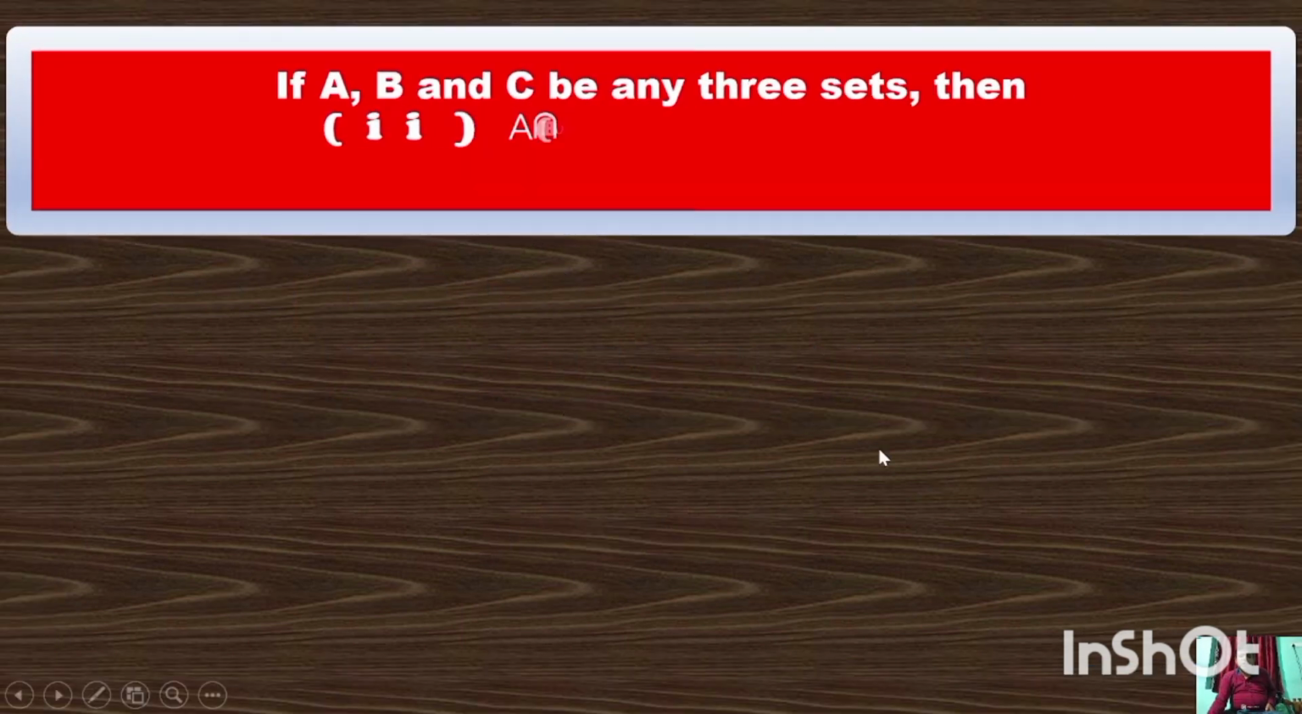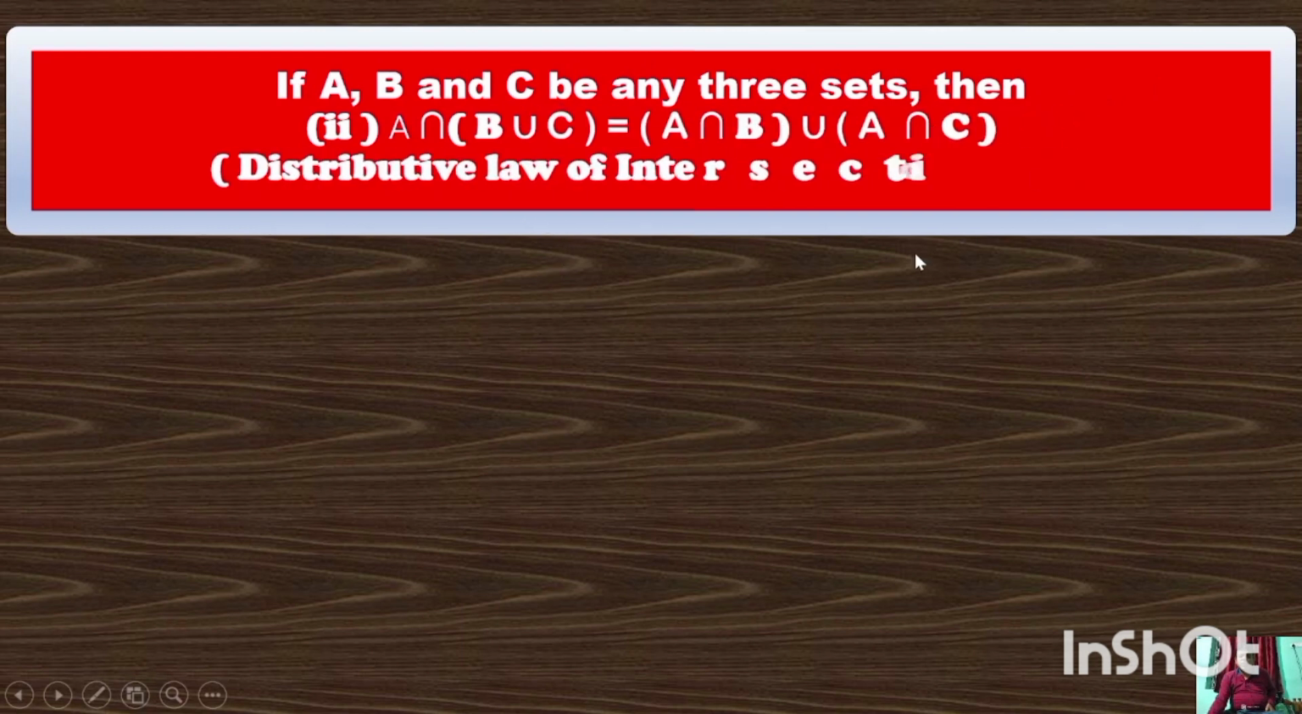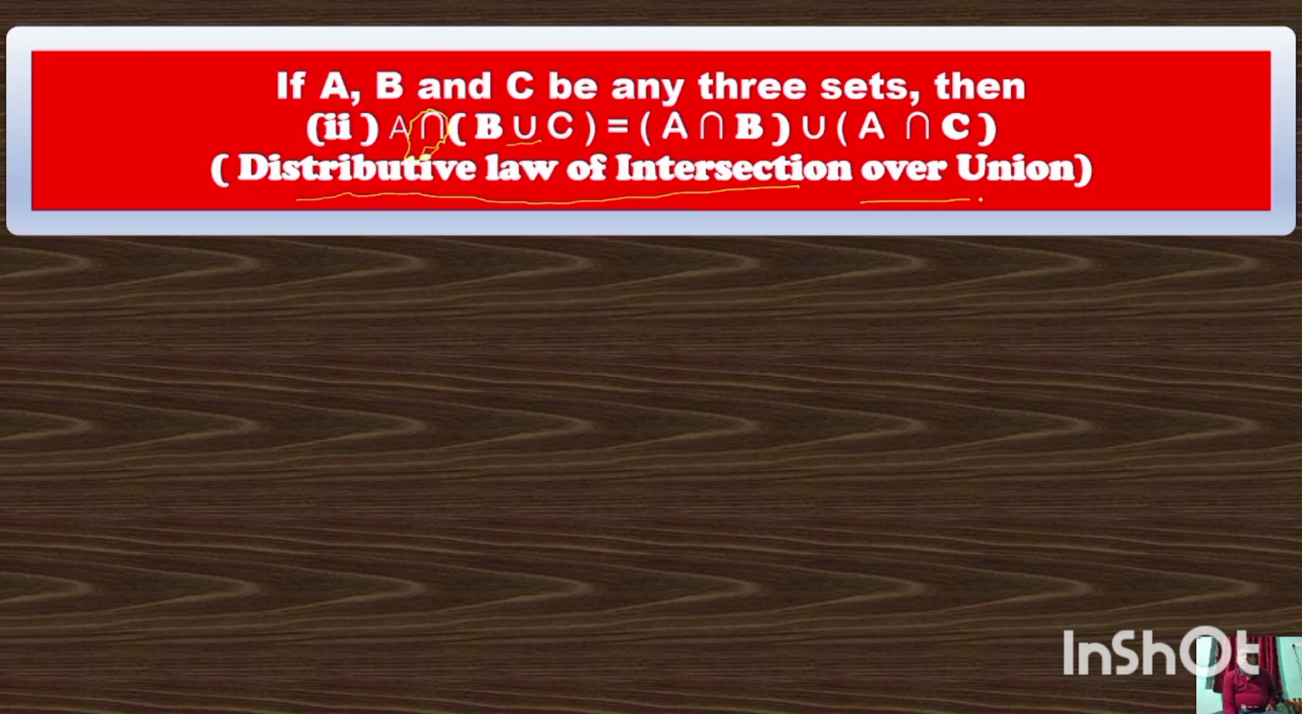You can also take an example and prove it. Similarly, if A, B, C are three sets, this is the distributive law of intersection over union. This is the distributive law of what? Intersection, which is before the bracket, and inside the bracket is union. So that's why it is the distributive law of intersection over union. Is it clear? So there are two distributive properties. One is the distributive law of union over intersection, and the second is the distributive law of intersection over union.